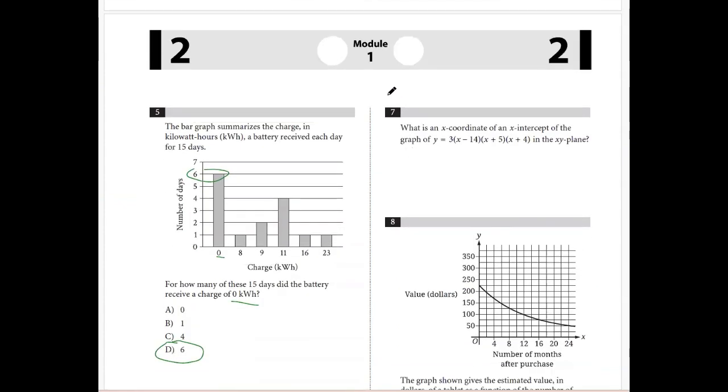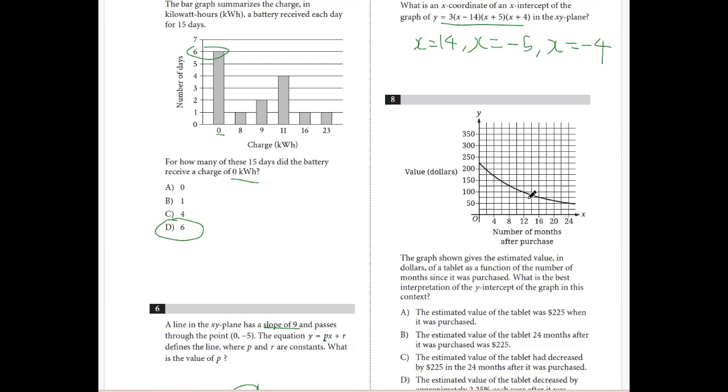Number 7, what is an x-coordinate of an x-intercept of the graph of y equals this in the xy plane? X-intercept means when y equals 0. So when y equals 0, we know that x is 14, x is -5, or x is -4. So choose any of the answers here, and that's correct.